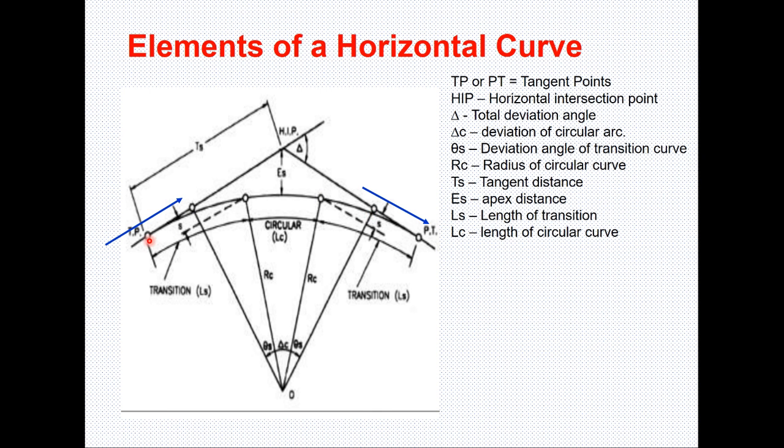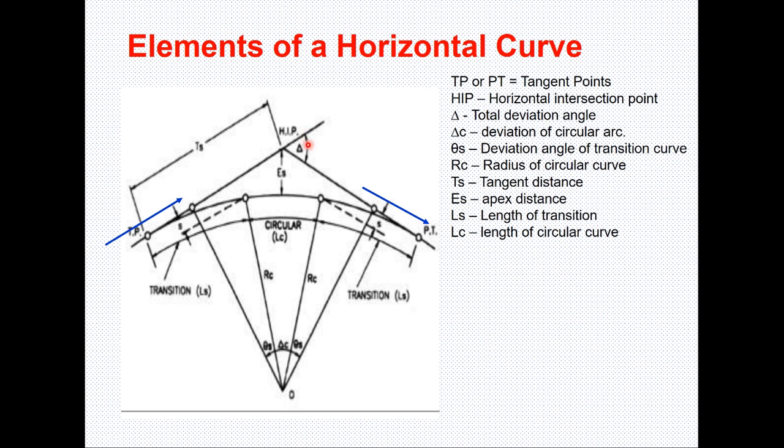So the point from where the transition starts, that is called the tangent point, and again the point where transition ends on the other side of the curve is also called a transition point. Now this is the tangent to the curve, to the start of the curve, or you can say the straight alignment of the highway from two directions. The point where it meets, that is called the horizontal intersecting point or apex point.